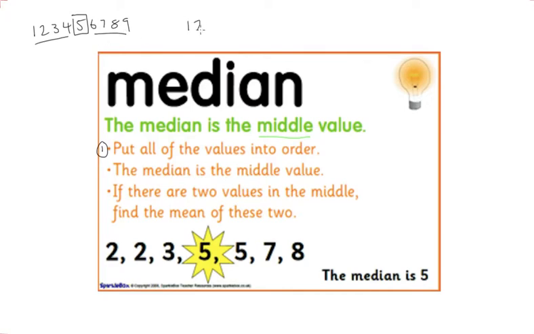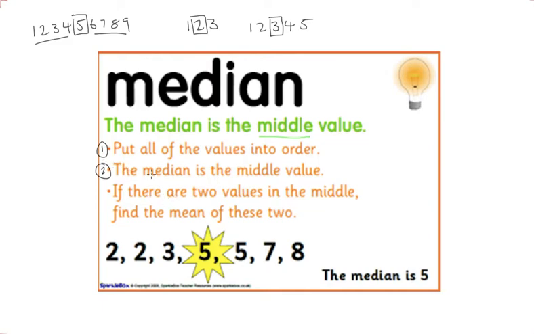If I had the numbers 1, 2, and 3, 2 would be the median because it's in the middle of 1 and 3. What about 1, 2, 3, 4, and 5? 3 would be the middle because you can see here there's 2 numbers to the left, 2 numbers to the right. So these are the median numbers. So that's the middle value.